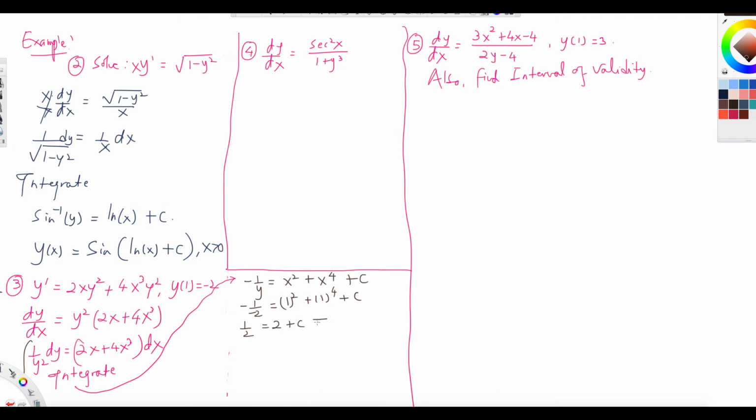So what is c? This implies c is 1/2 minus 2. That will be negative 3/2, right? C is negative 3/2. That's what you get. Okay, guys. Now you plug in here.